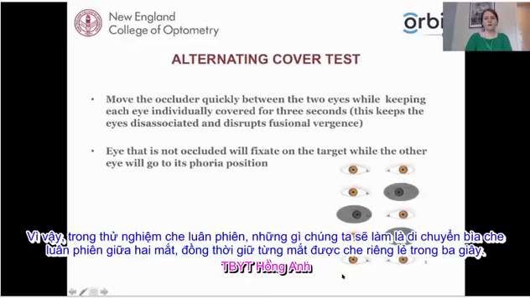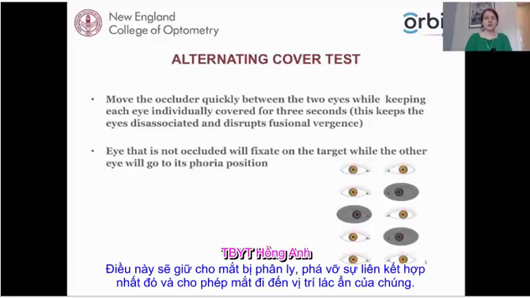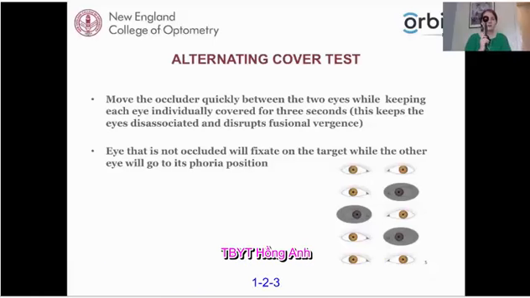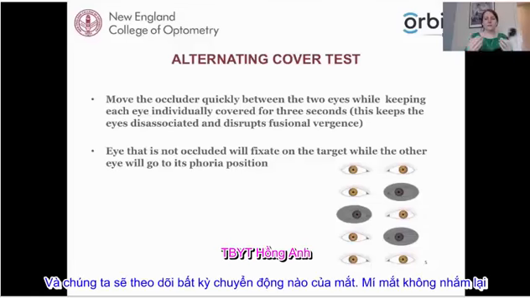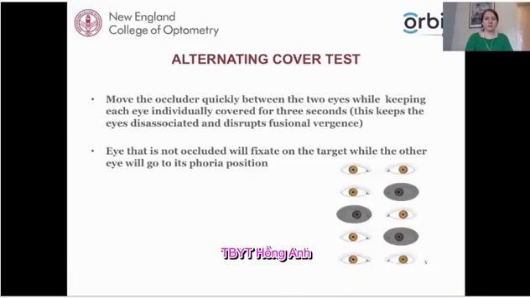So on the alternating cover test, what we're going to do is move the occluder quickly between the two eyes while keeping each eye individually covered for 3 seconds. This is going to keep the eyes disassociated, disrupt that fusional vergence and allow the eyes to go to their phoria positions. So it's going to be 1, 2, 3, 1, 2, 3, 1, 2, 3. And we're going to watch for any eye movement.